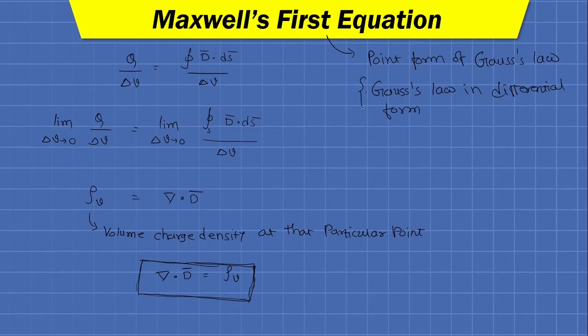Why is it called Gauss's law in differential form? Because if you write the divergence, then you will have ∂Dx/∂x plus ∂Dy/∂y plus ∂Dz/∂z equals ρv. This will be the form of Maxwell's first equation, and this form does contain differential terms in it, and that is why it is called Gauss's law in differential form.